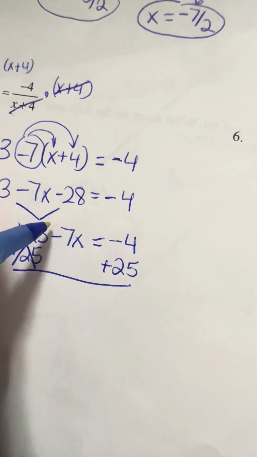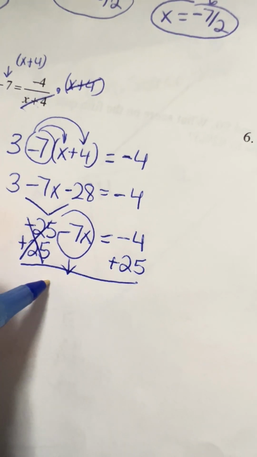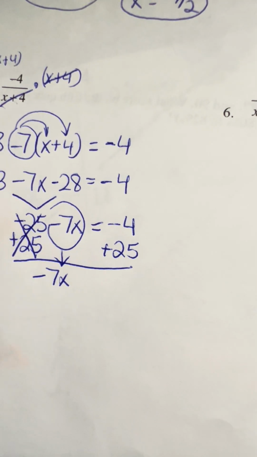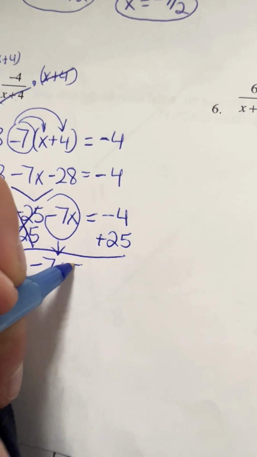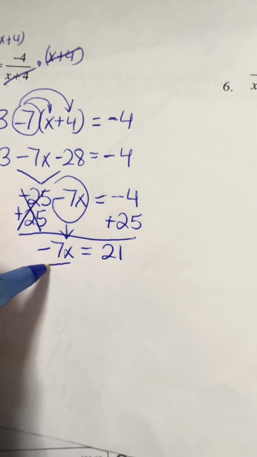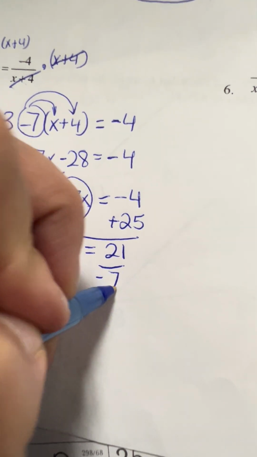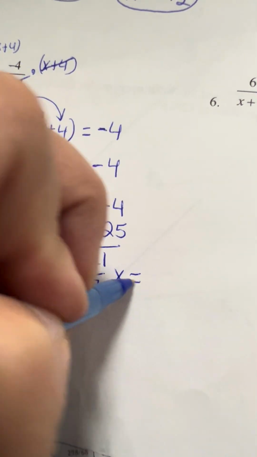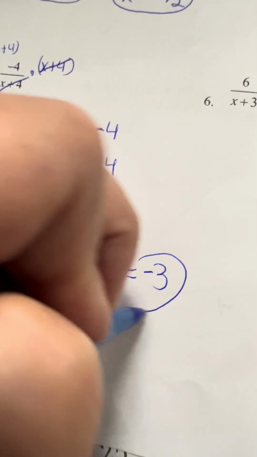Now these are going to cancel. Now when I bring this down, be very careful. That is a negative 7x. And then over on this side, now I have a positive 21. Last step, divide both sides by negative 7. And we get my answer, x is equal to negative 3.